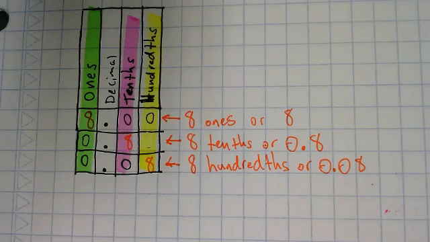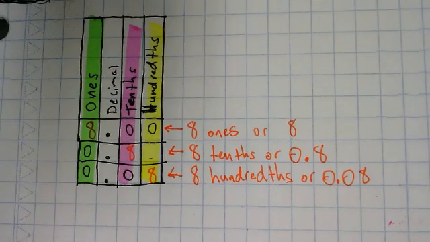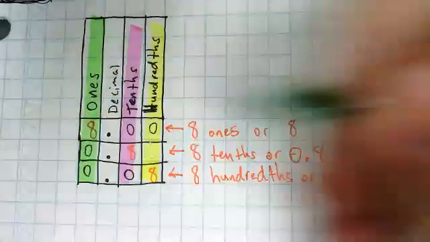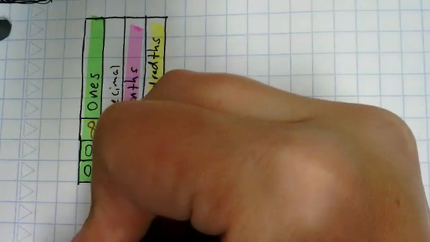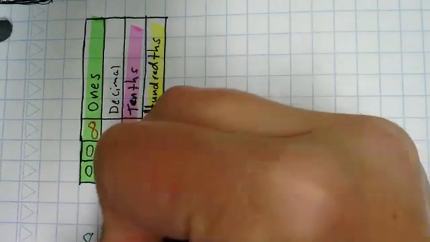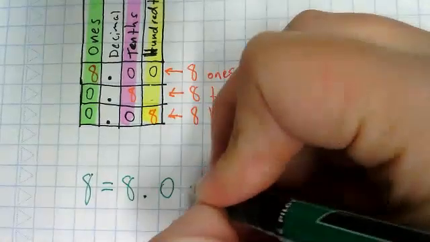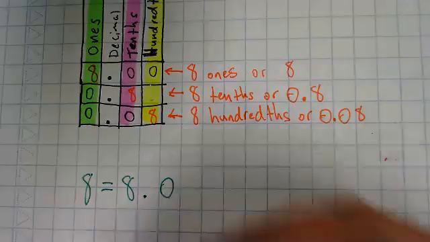Okay. All right, hopefully you have this written down. So we could write something that we've been talking about a bunch, right? 8 equals, oops, sorry, can't see that. There we go. 8 equals 8.0, right?